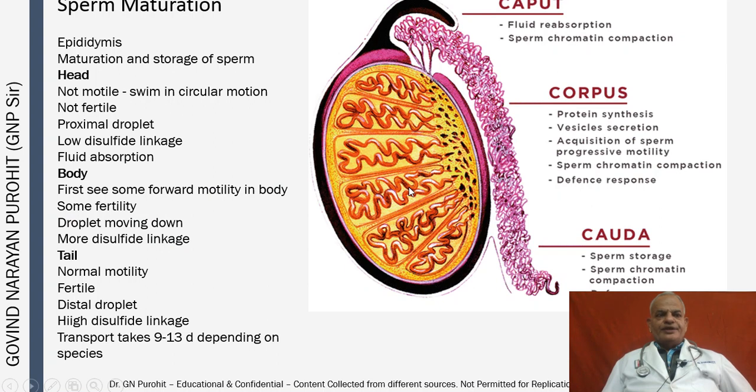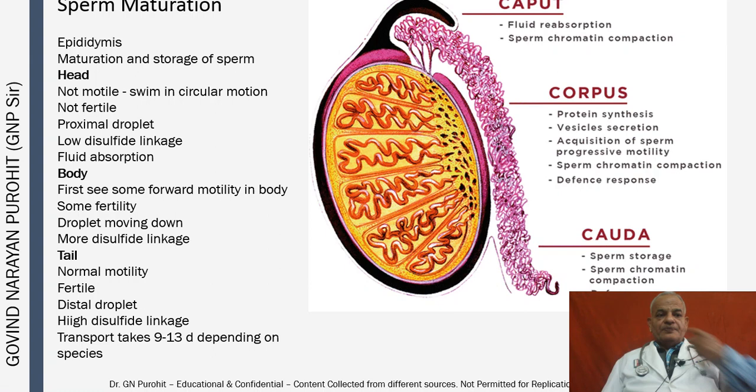Now we talk about sperm maturation. Sperm maturation occurs in the epididymis, which is the place for storage and maturation of the sperm. In the caput of the epididymis, there is fluid reabsorption and sperm chromatin compaction. In the corpus, there is protein synthesis, vesicle secretion, acquisition of sperm progressive motility, and sperm chromatin compaction. The cauda is the site of the epididymis for sperm storage and sperm chromatin compaction.